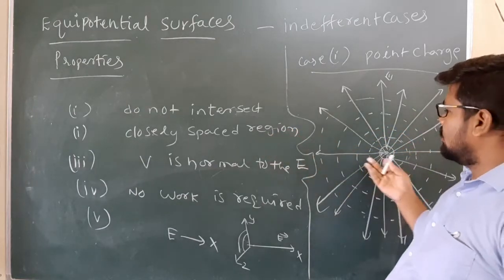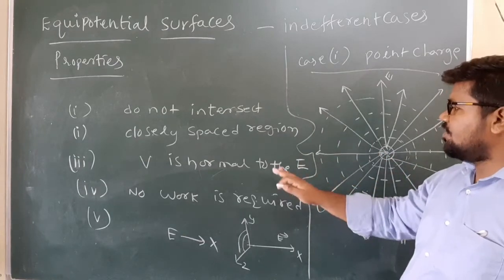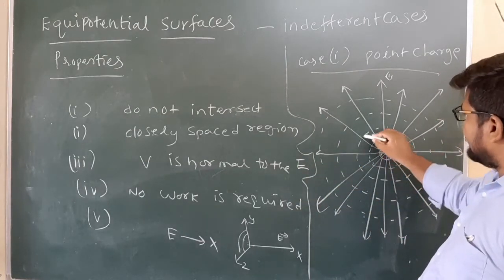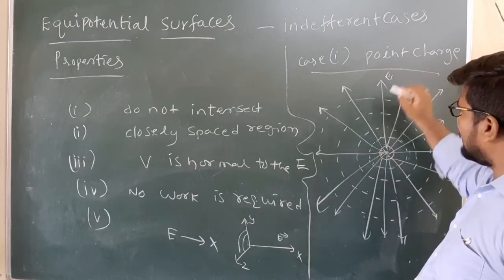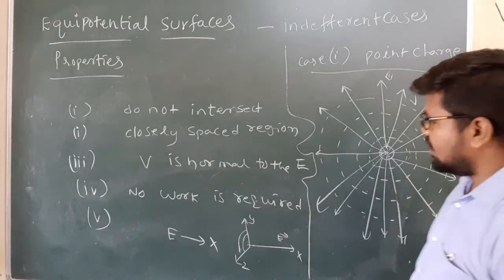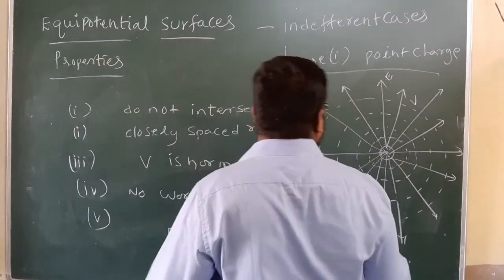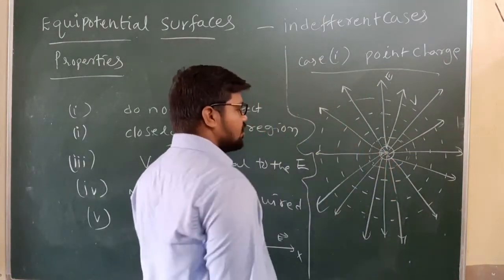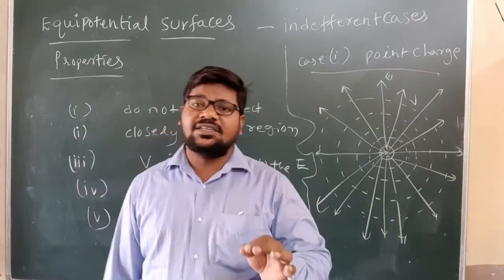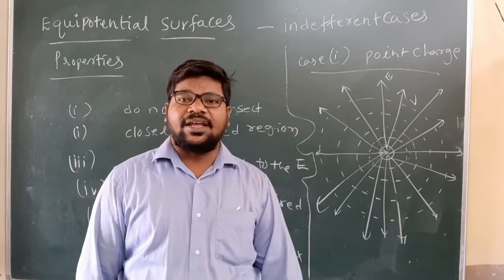From points we can identify easily. So V is normal to the electric field. See, this is the equipotential surface. V is normal. Okay, it's clear. Yes, no work is required. Suppose the electric field is in the x direction and these equipotential surfaces are arranged in the yz plane. It's clear, my dear.